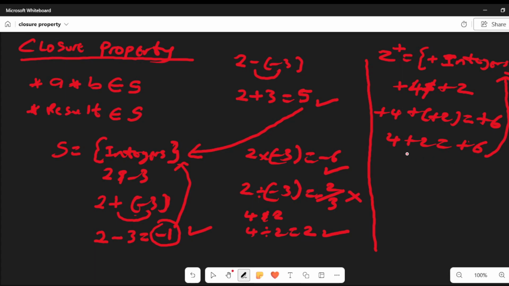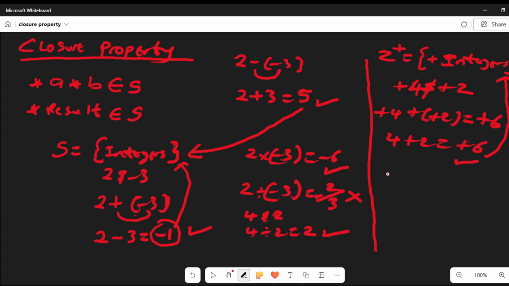So therefore, set Z plus is closed under the operation 4 plus 2. It is closed here because the result, which is plus 6, is a member of the positive integers. That means a member of the set Z plus.